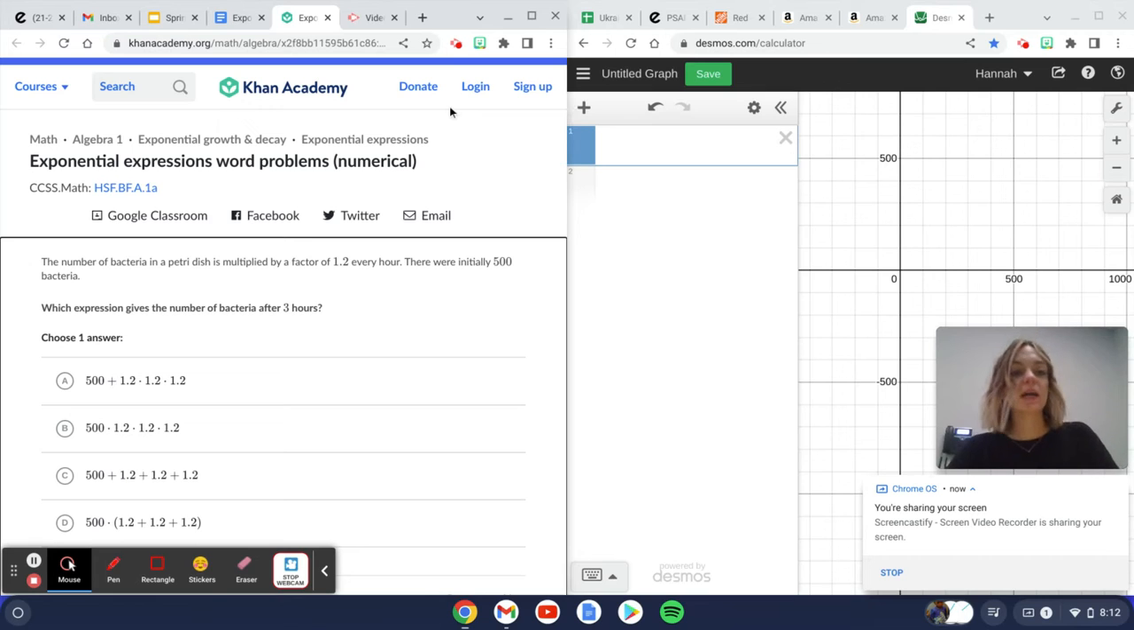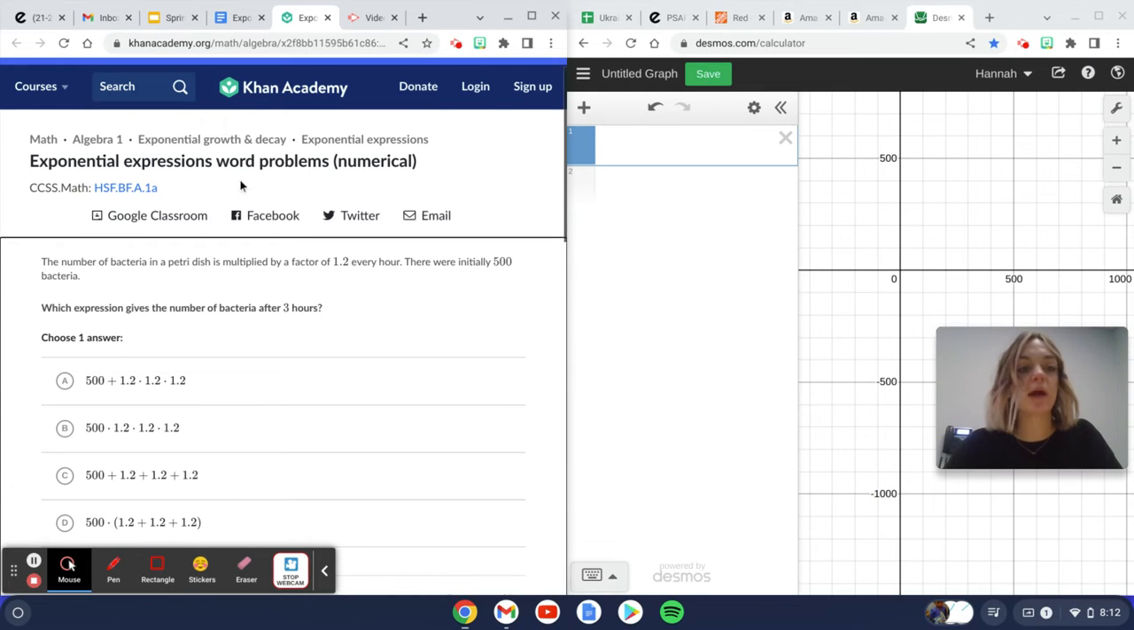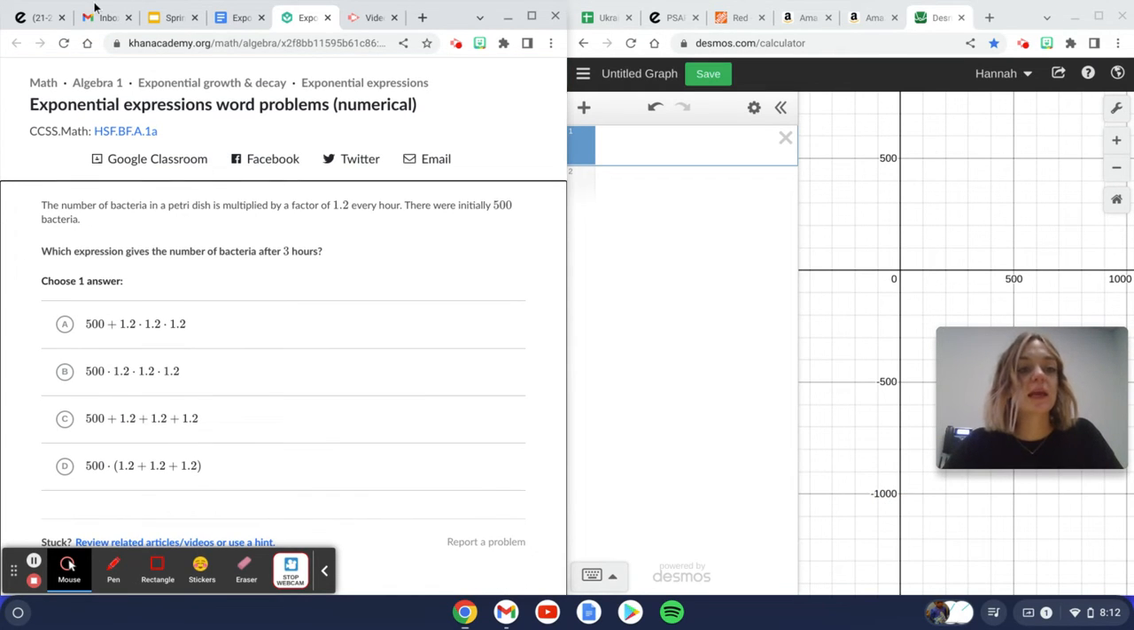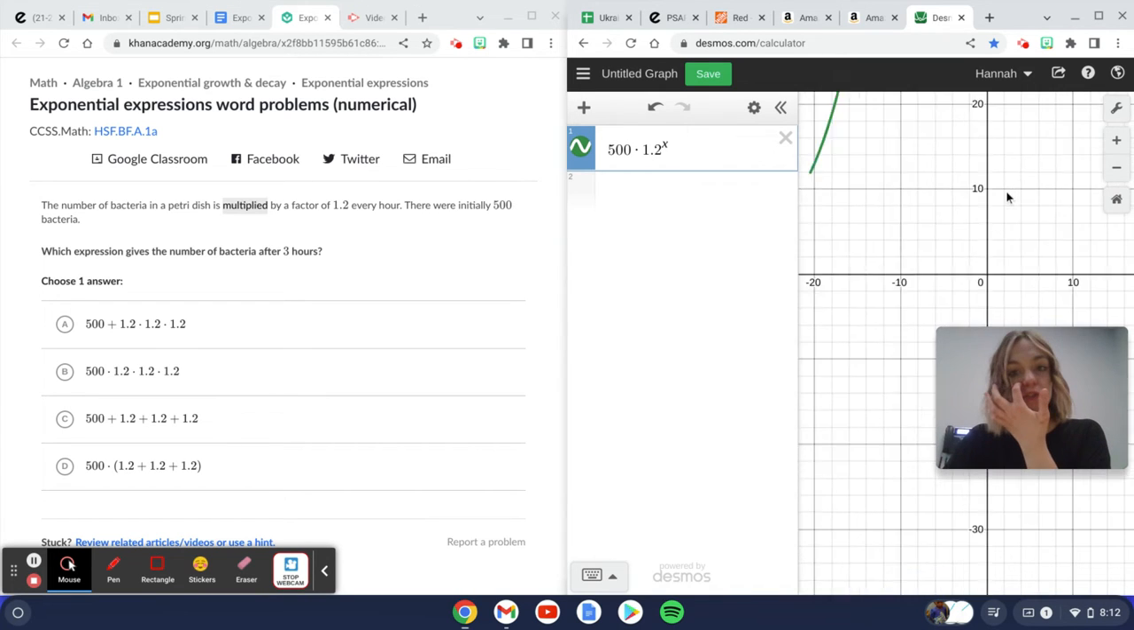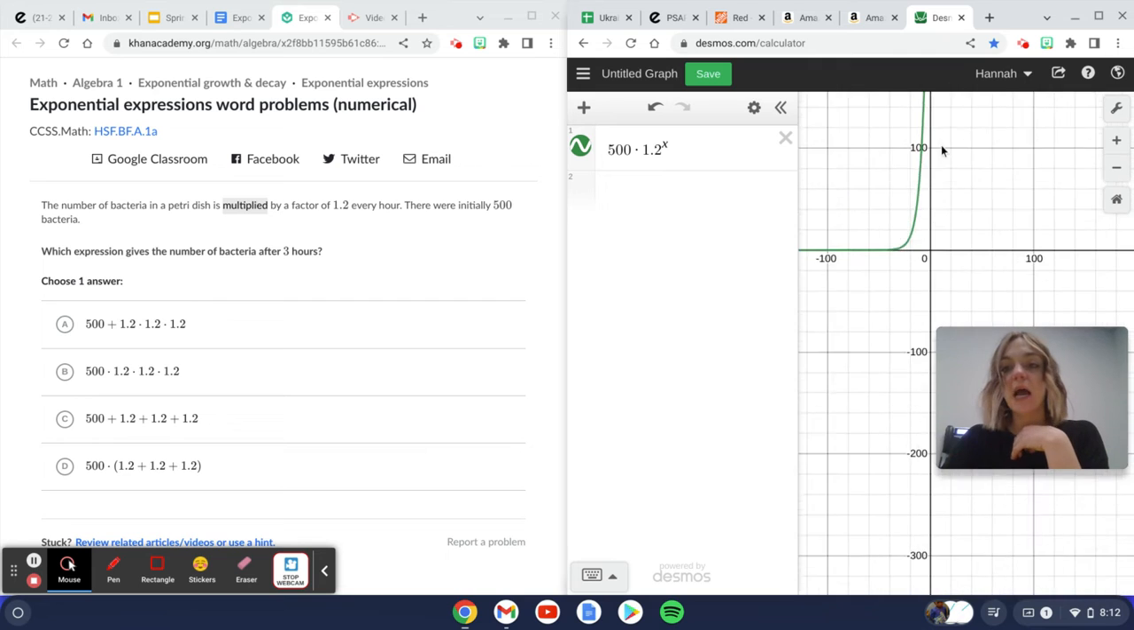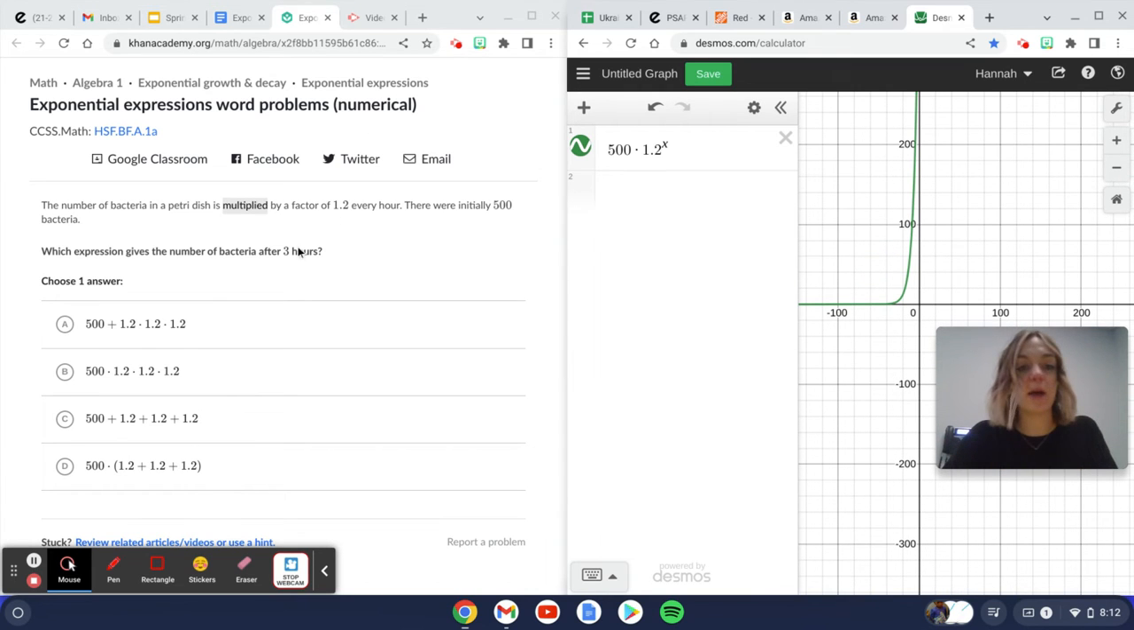This video will help you with exponential expression word problems, numerical. So the situation says the number of bacteria in a petri dish is multiplied by a factor of 1.2. There were initially 500 bacteria. So multiplied by a factor means we're going to be multiplying, not adding. And if there were initially 500, we're going to multiply that by 1.2 to the x, giving us our exponential curve. So the starting point times my growth factor to the x power.